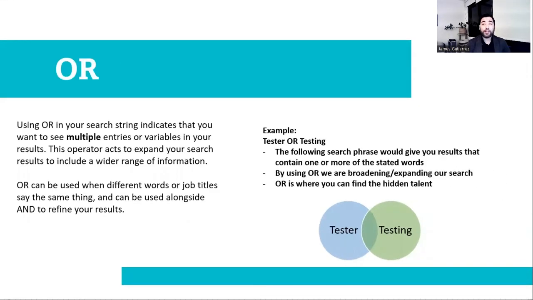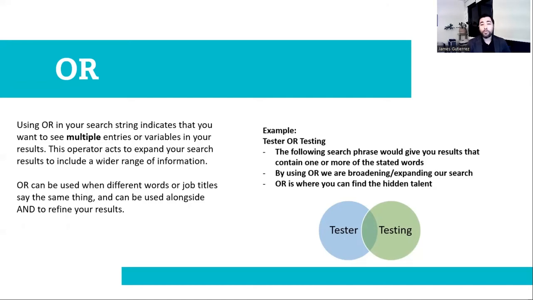The next commonly used operator is OR. Using OR in your search string indicates that you want to see multiple entries or variables in your results. The operator acts to expand your search results to include a wider range of information. OR can also be used when different words or job titles say the same thing and can be used alongside and in order to refine your results. For example, let's say you're looking for a tester. Now they could put tester or testing on their profile. By including both of them using the OR statement, you are broadening your search so that you're including those candidates who use testing and those candidates who use tester.